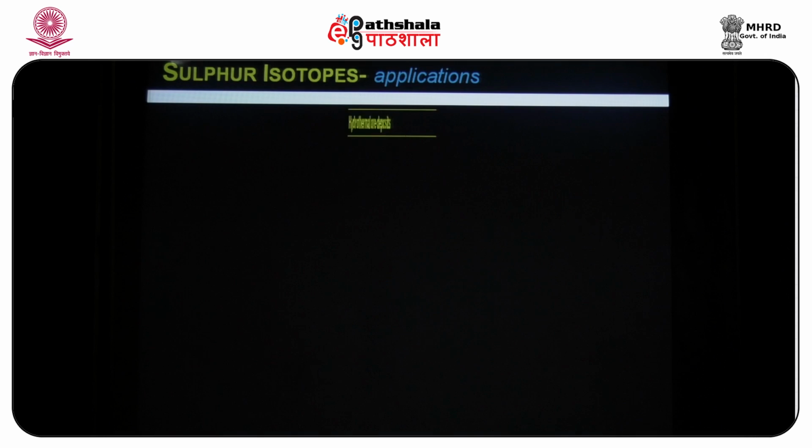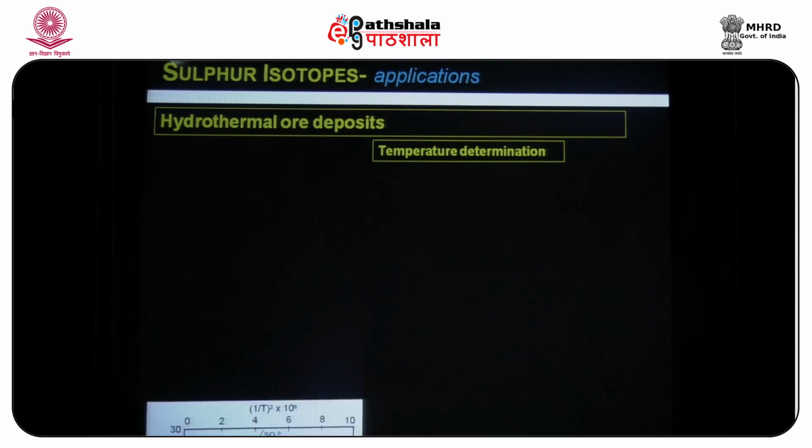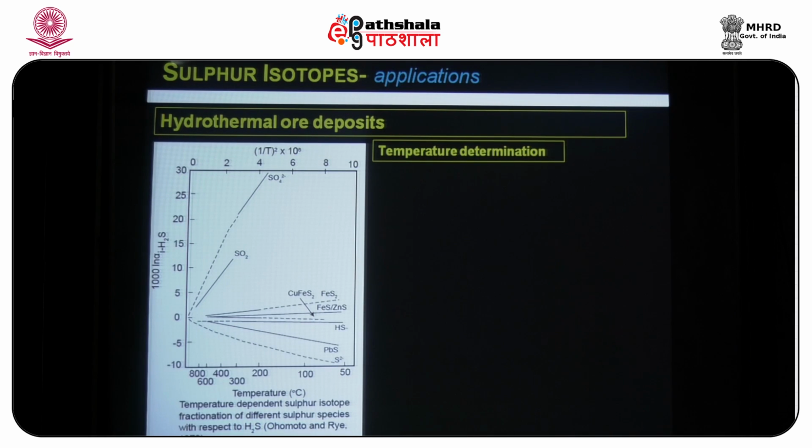There are other applications. For example, the isotopes can be applied to understand hydrothermal ore deposits. In fact, one of the questions that we ask in understanding a hydrothermal ore deposit is: what is the temperature of mineral precipitation? So, let us have a look at this figure, which shows 10 cube ln alpha of the different species with respect to H2S, and its variation with temperature. For example, this line shows the dependence of the fractionation between sulfate and H2S on temperature. Similarly, this line indicates the dependence of the fractionation factor of lead sulfide, PbS, with respect to H2S.